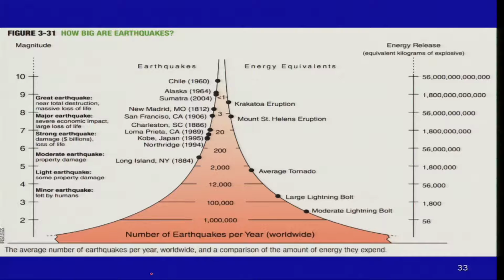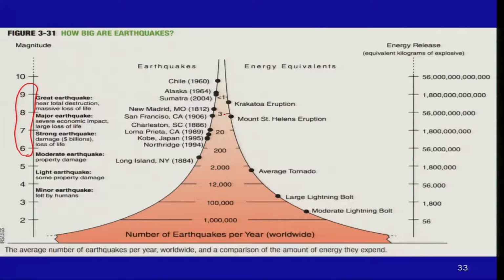Now, this information shows the average number of earthquakes per year worldwide and a comparison of the amount of energy they expend. Only the magnitudes above 5 will bother us in terms of damage. If such events occur, they bother us actually. Around the world, between magnitude 5 and 6, almost 2000 or around 200 events will occur every year.